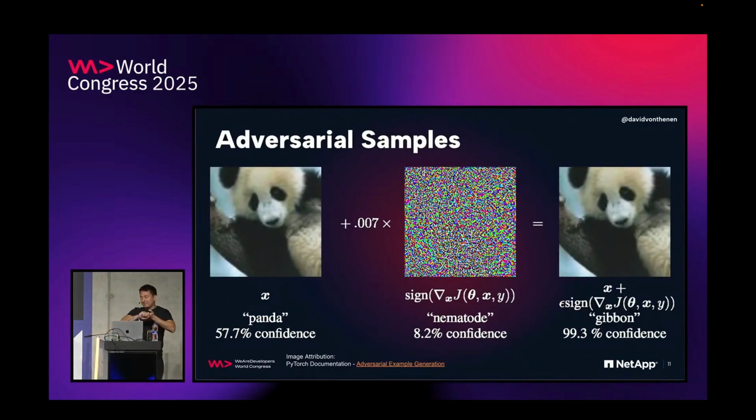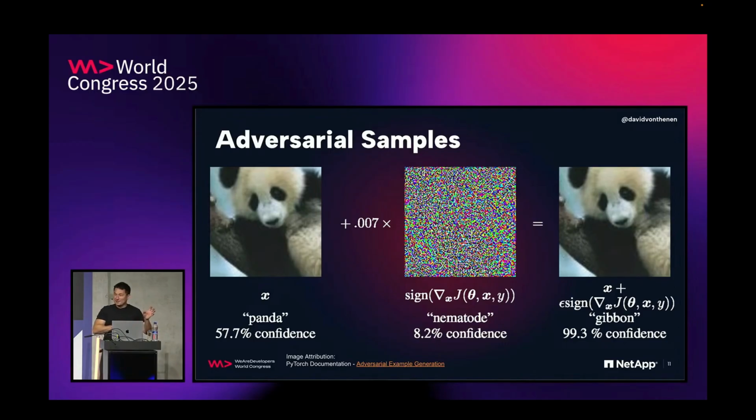Adversarial samples. So this one's very interesting. I took this picture directly out of the PyTorch documentation. And so you have a picture of a panda right there on the right-hand side.